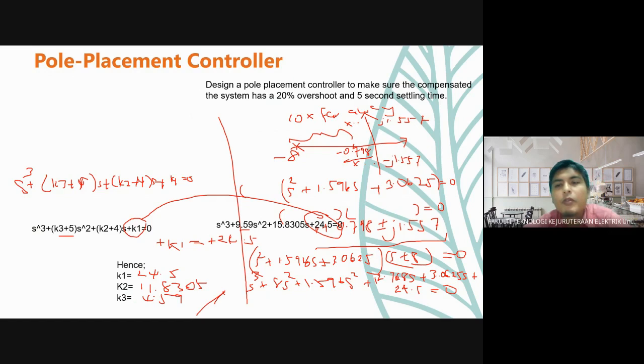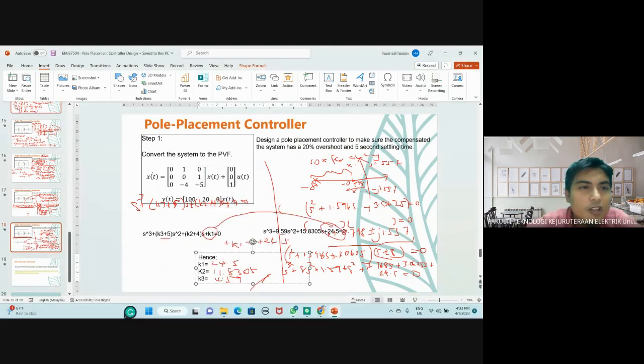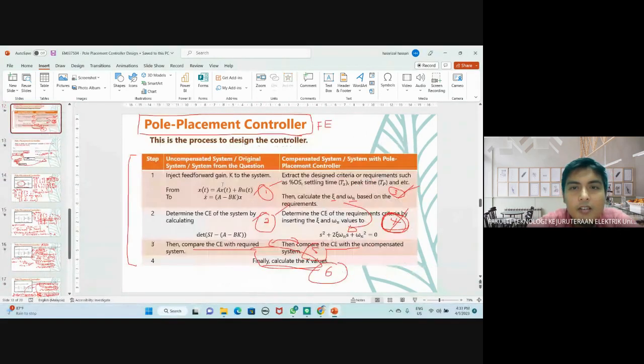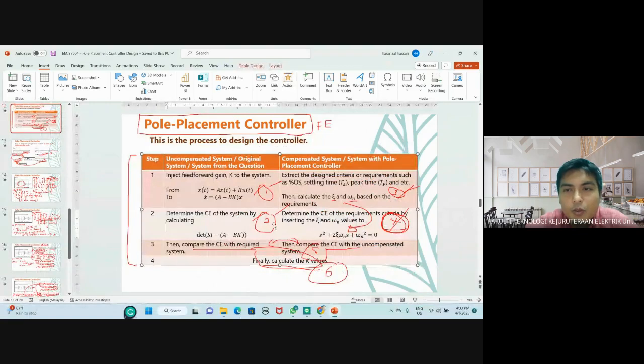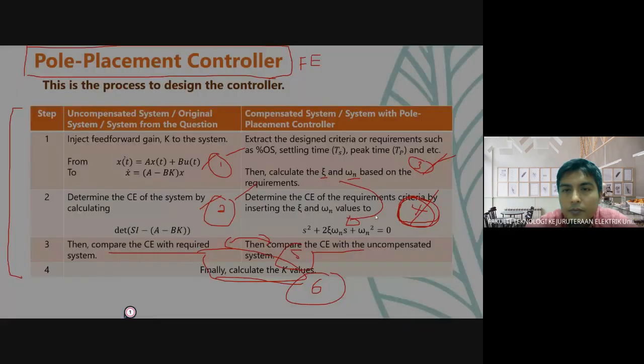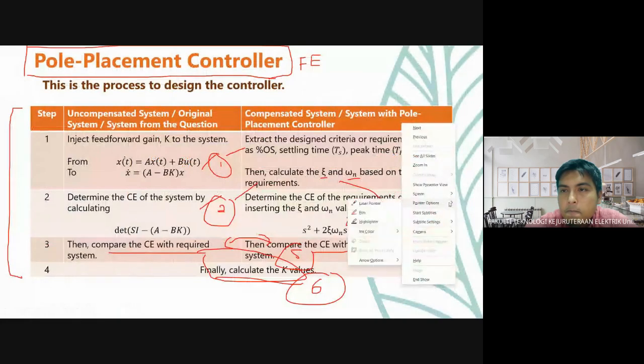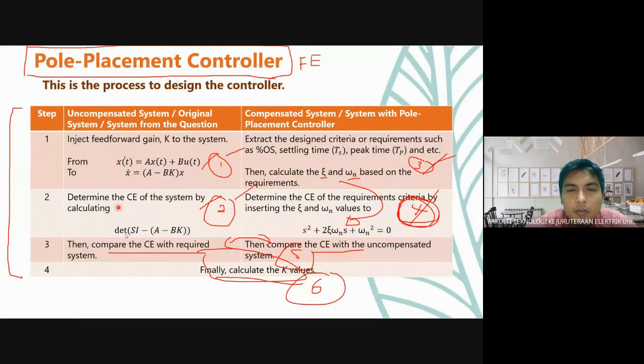So this is how you design the pole placement controller for the system. Finish. So what you need to remember is only this table. The steps are number 1, number 2, number 3, number 4, and then compare. If not comparable, so it means that this one is s power of 3 and this is s power of 2, you need to add another pole, which is the root 10 times far away, and after that finally you can calculate the K values. Done.